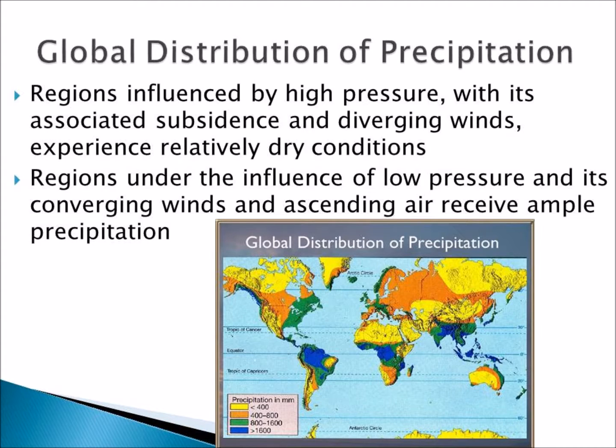Global distribution of precipitation. Regions influenced by high pressure with its associated subsidence and diverging winds typically experience relatively dry conditions throughout the year. Regions under the influence of low pressure and its converging winds and ascending air receive an ample amount of precipitation throughout the year.